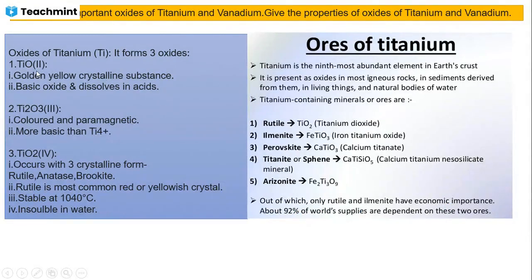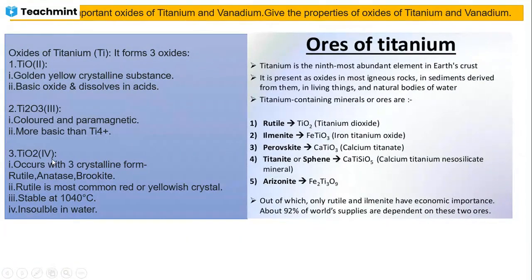TiO, where the Roman numeral 2 is the oxidation state. TiO is a golden yellow crystalline substance, a basic oxide that dissolves in acid. यह basic oxide है और dissolve किसमें होता है? Acid में होता है. ये उसकी properties हैं. Then Ti2O3, this is ilmenite, colored and paramagnetic, more basic than Ti4+.